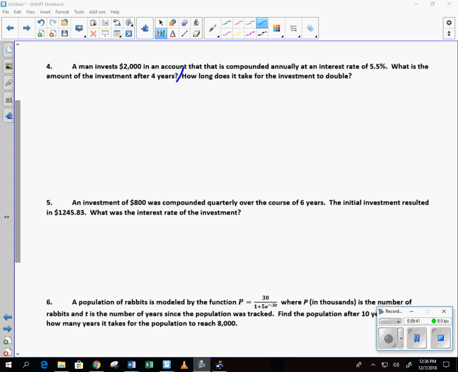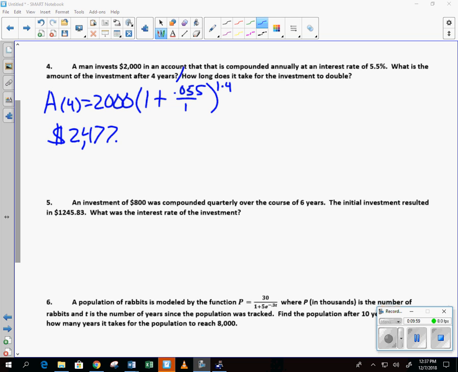Okay, hopefully you set up the amount after 4 years is equal to 2,000 times 1 plus 0.055 over 1, raised to the 1 times 4 power. What did you come up with? Is everybody okay with that? Is there any question how we came up with that? I'm trusting Dane. Can somebody else confirm it? Doyle confirms. We got Dane and Doyle.